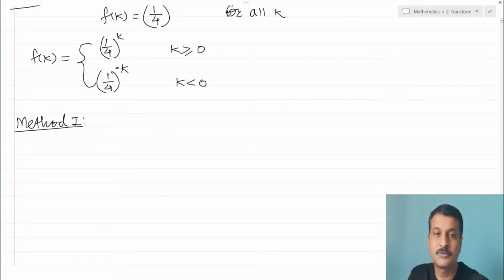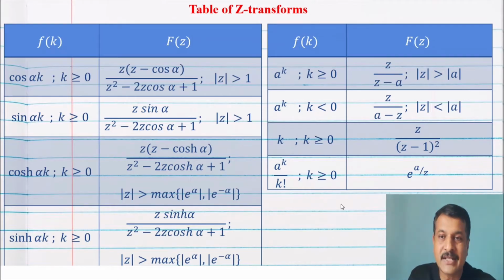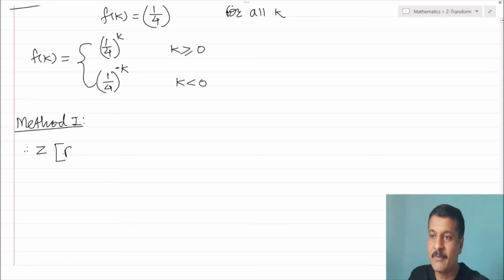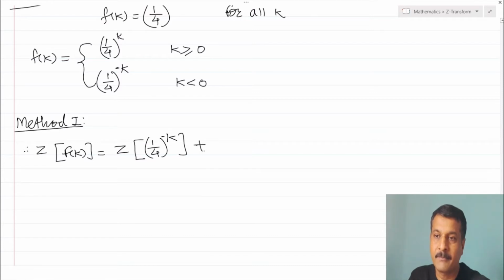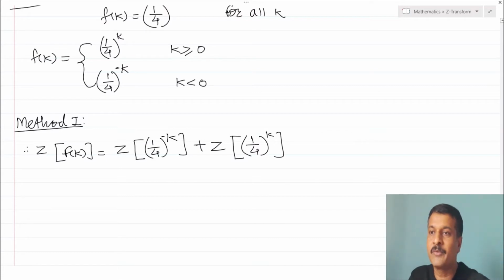So method 1. By using the table, as we know, the Z transform of a raised to k when k is greater than or equal to 0 and k is less than 0. Therefore, Z transform of f of k equals Z transform of (1/4) raised to minus k plus Z transform of (1/4) raised to k. How? It is raised to minus k when k is less than 0 and raised to k when k is greater than or equal to 0.